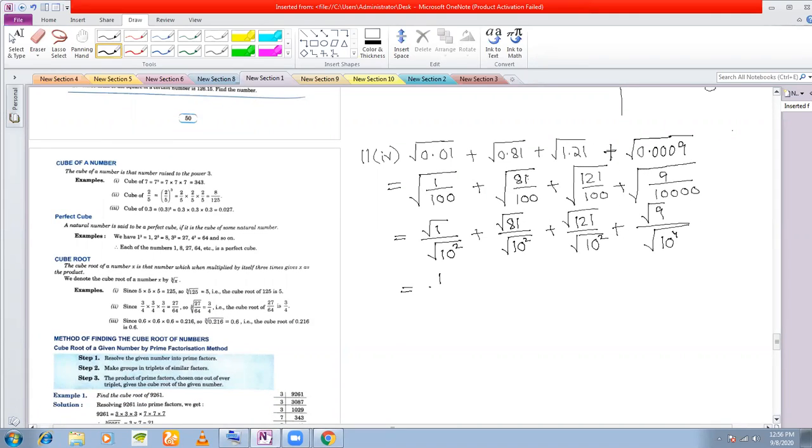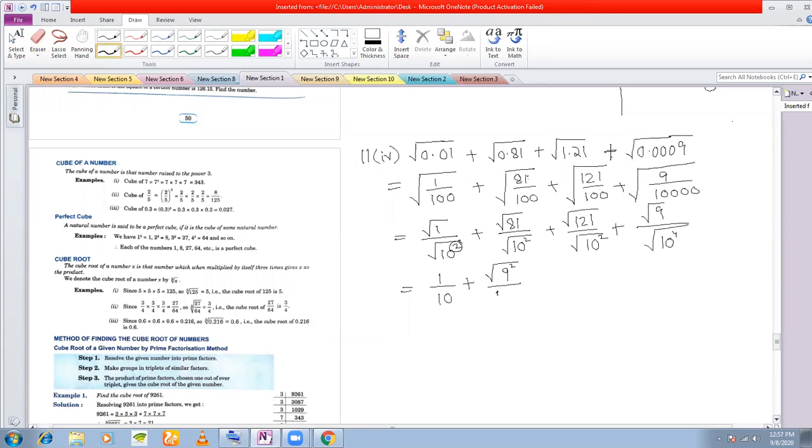This can be written as 1 by 10, because there is a square, because of which you can remove the radical, plus square root of 1 is 1, that's why. And square root of 81 can be written as 9 square divided by, we'll convert this 10 square to 10 a little later. Or maybe I can convert now, no problem.